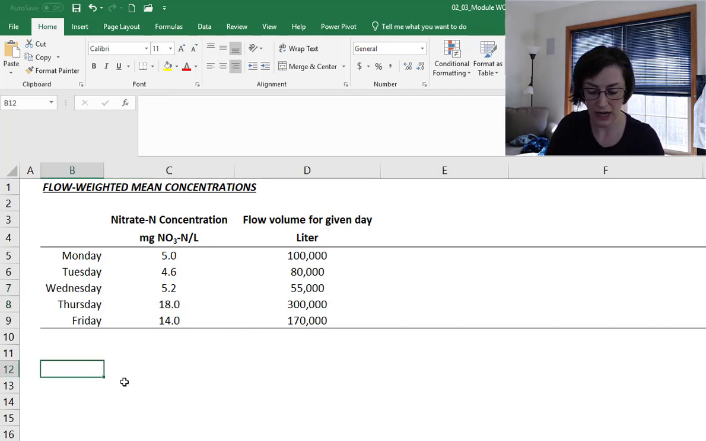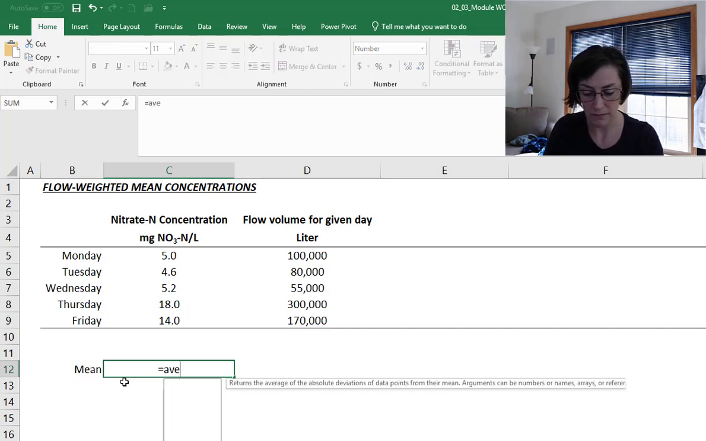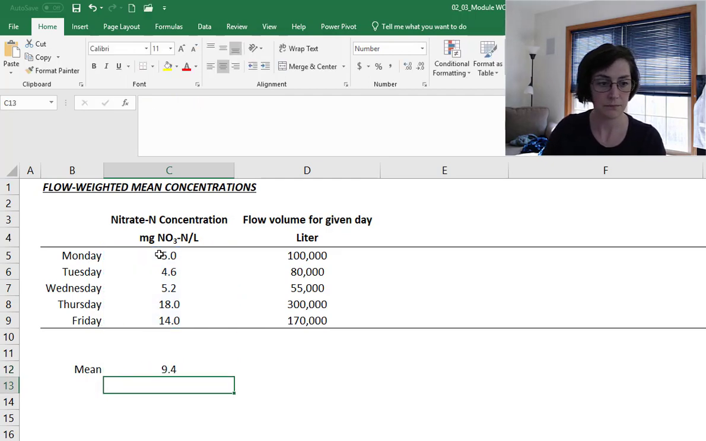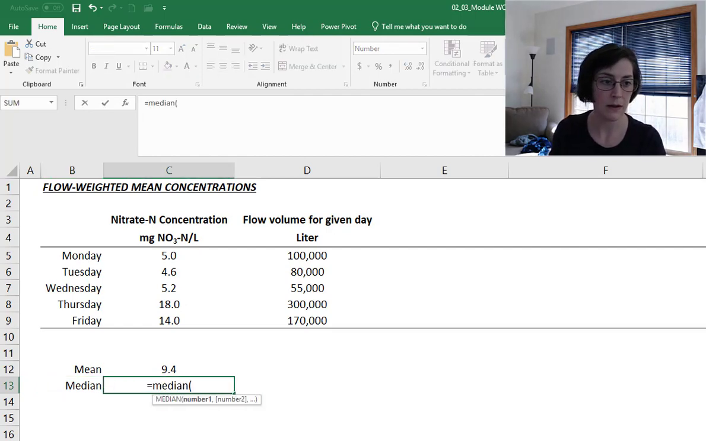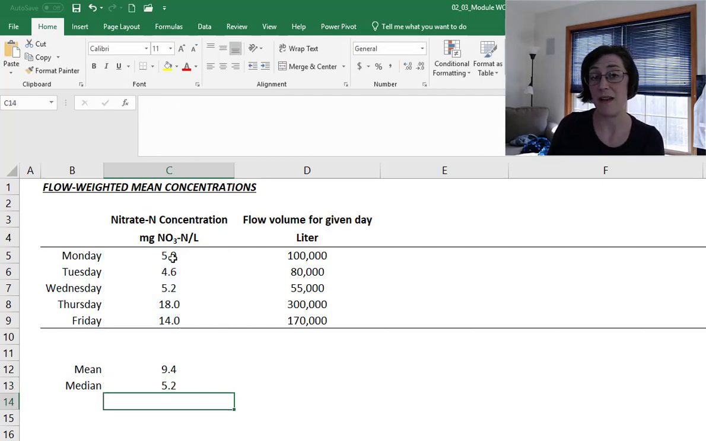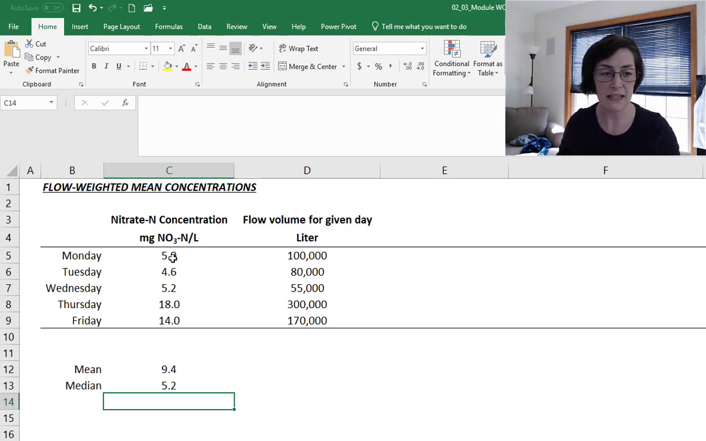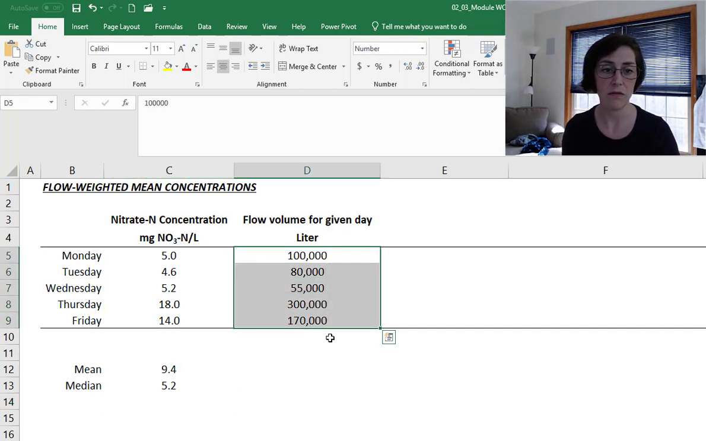So if I was to take a straight mean or regular statistical average of these data, I get 9.4. If I was to do a median of these data, I get 5.2. I'm not really sure how well either of those numbers reflect the data set, especially when you look at column D and you see the differences in flow volume.